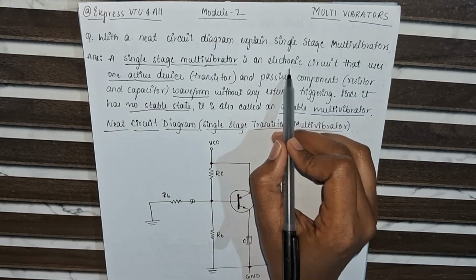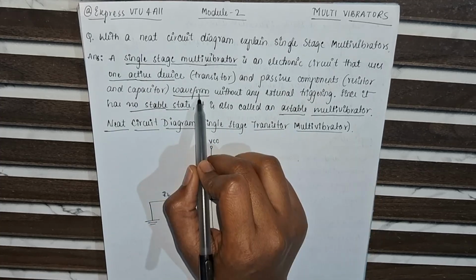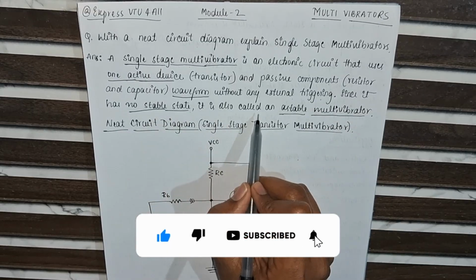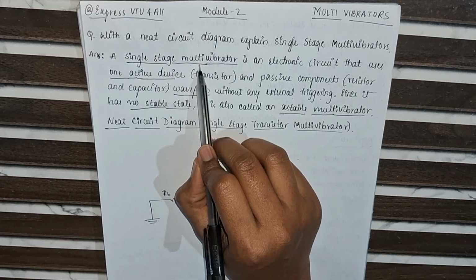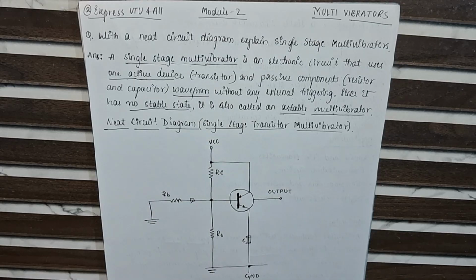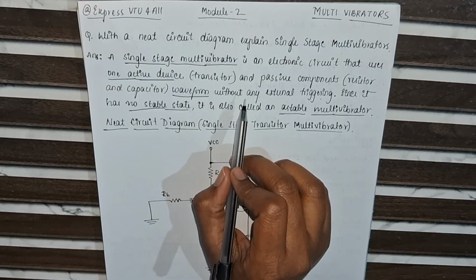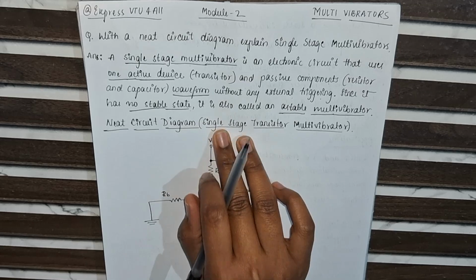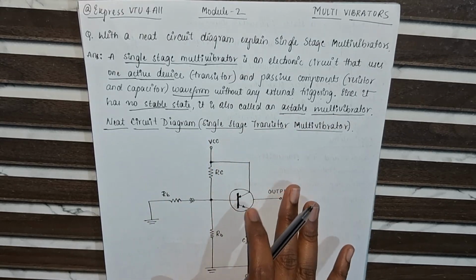It is an electronic circuit that uses one active device and passive components to produce a waveform without any external triggering. Since it has no stable state, it is also called an astable multivibrator. So a single stage multivibrator is an electronic circuit that uses one transistor, one capacitor and resistors. It produces continuous on and off output automatically. Next we will see the circuit diagram of this transistor multivibrator.